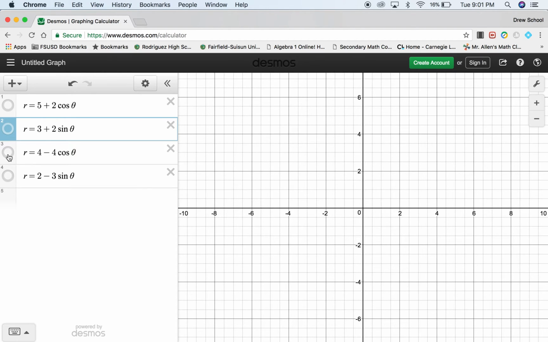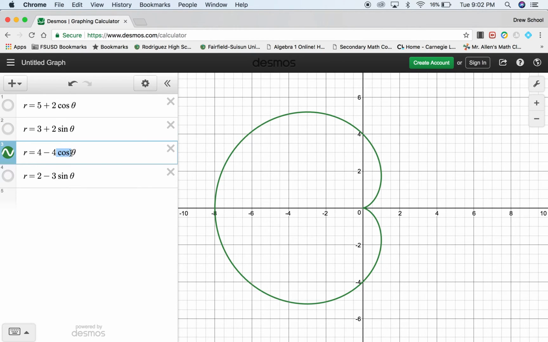Now here, our A value and B value are exactly the same, and we have what's called a cardioid. It looks like a heart. Since it's cosine, it's symmetrical over the x-axis. 4 plus 4 is 8, so the majority of it is going to be at 8. Since it's minus, it's going to be at negative 8, because minus means the majority of the graph is going to be to the left. 4 minus 4 is 0, so our cardioid always intersects, or the heart of it reaches 0.